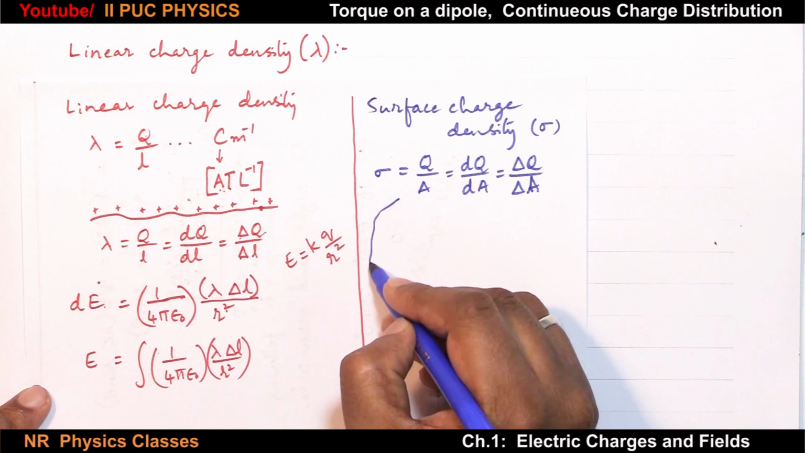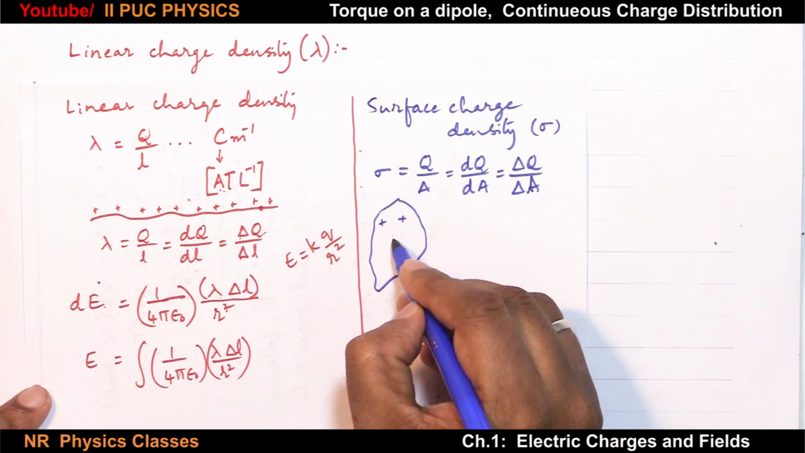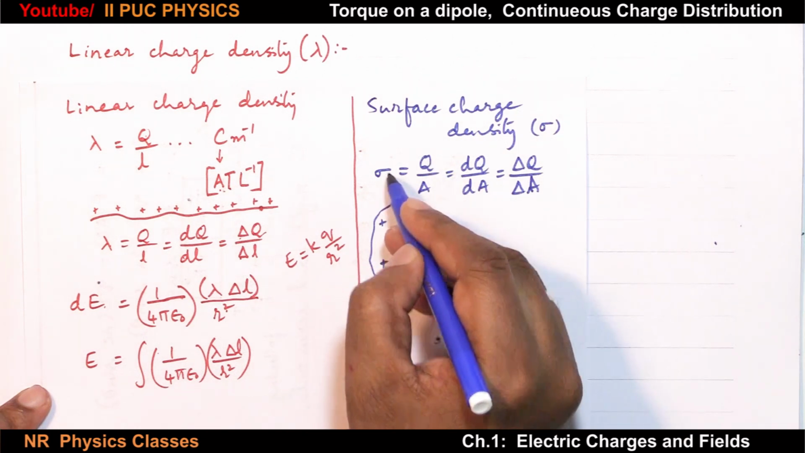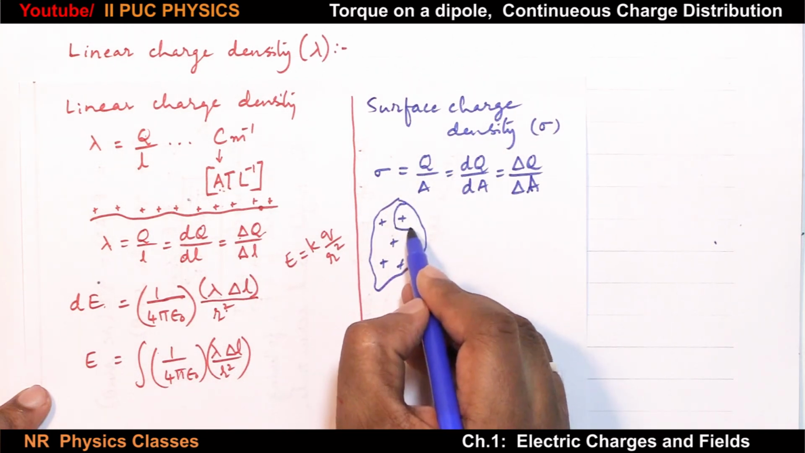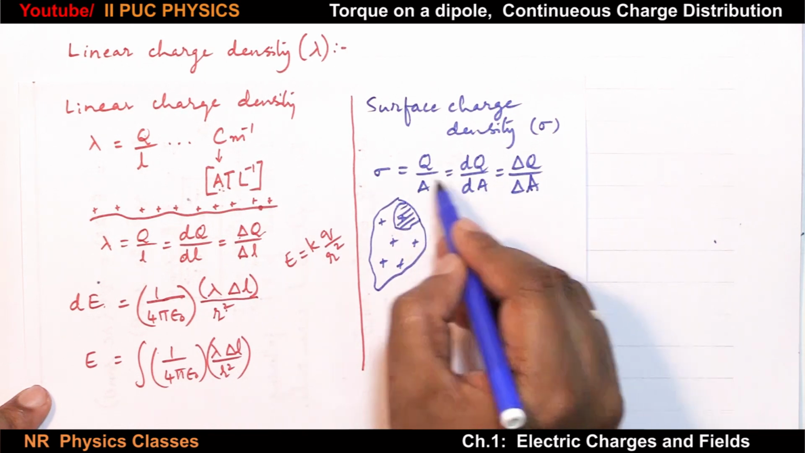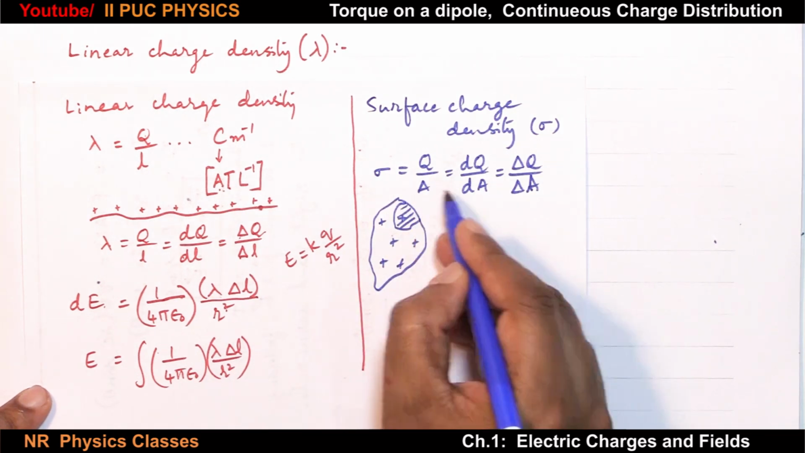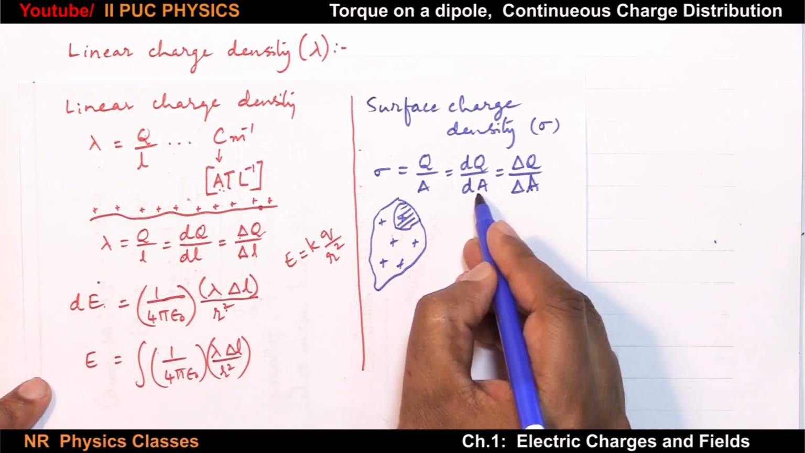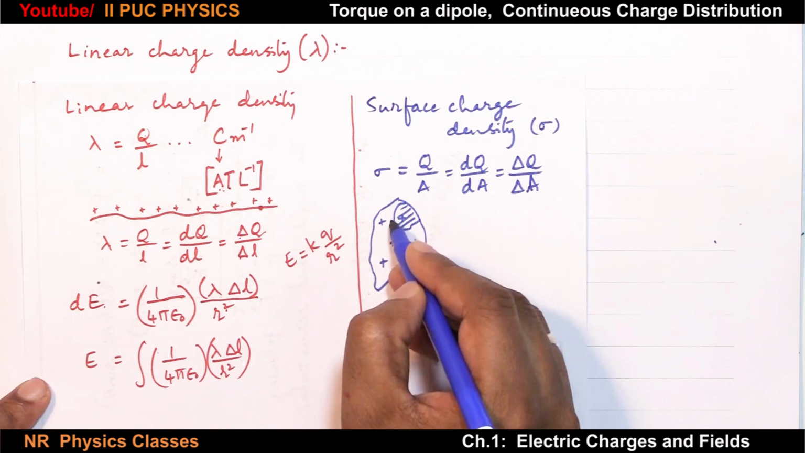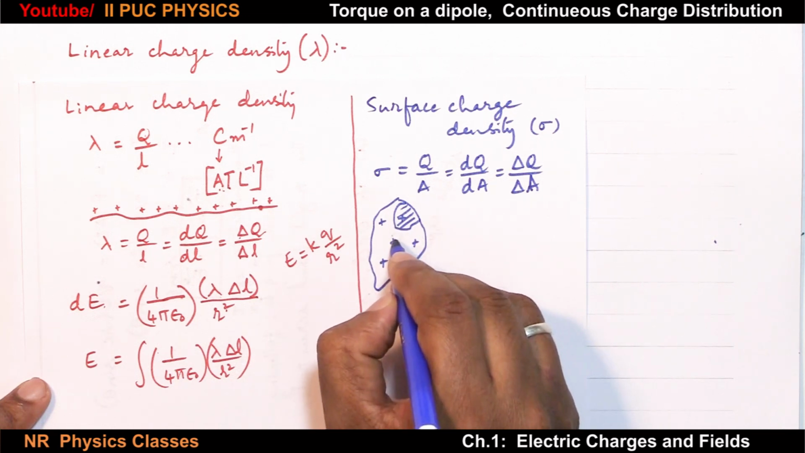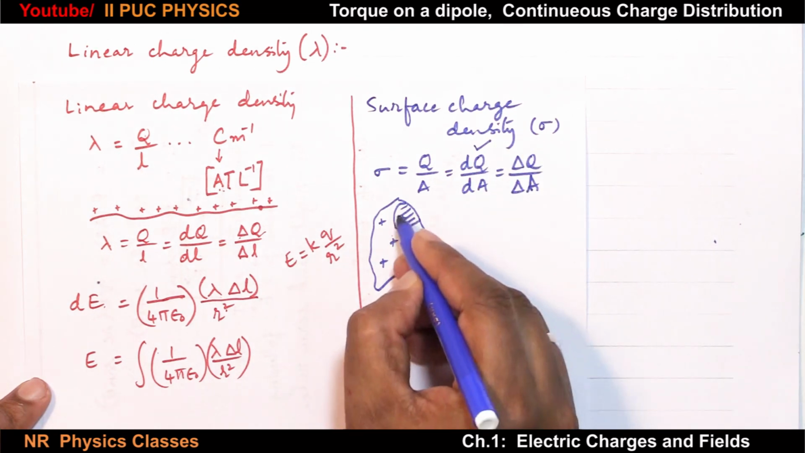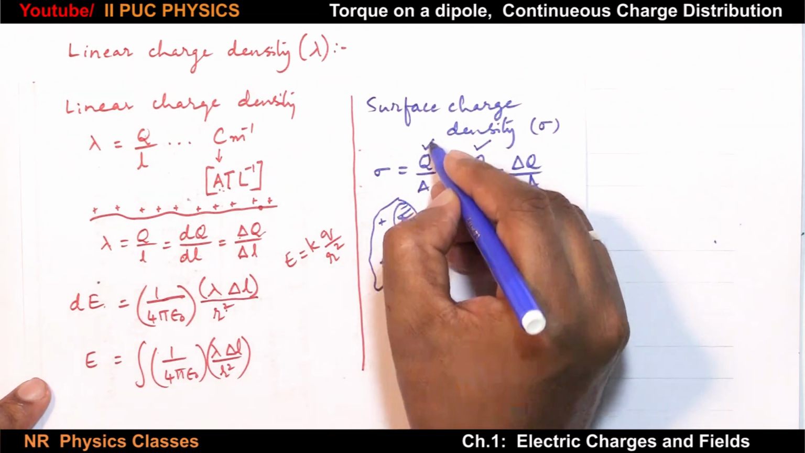If this is a sheet of charge, then total charge by total area gives sigma. All small charge in this region divided by this area gives sigma. This is equal to this only when charge density is constant. If charge density is not uniform, then it is appropriate to use dq by dA. If charge density is uniform, q by A.